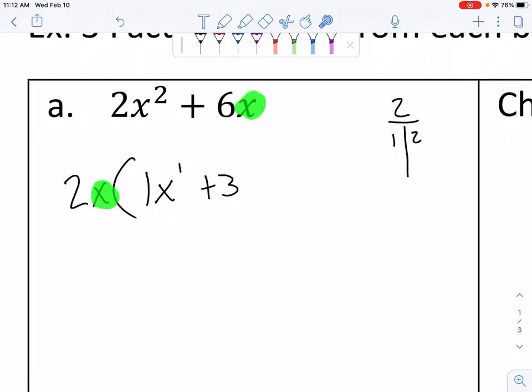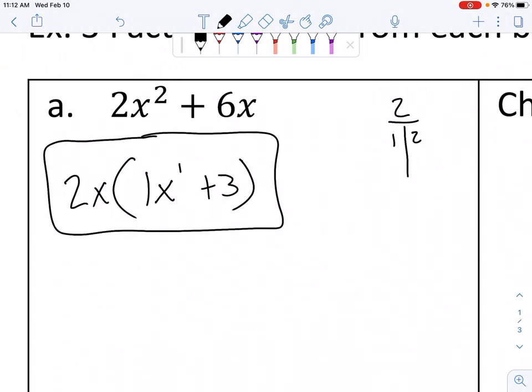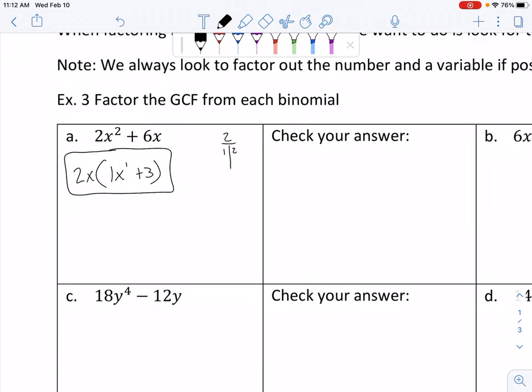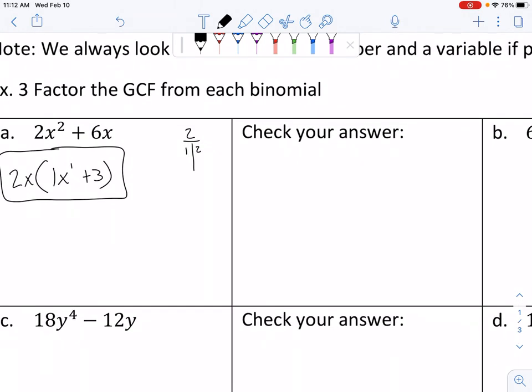And x divided by x, I'm going to drop a power. And so when I take that away, it goes away. So this is what I'm left with. It's essentially reverse distribution.